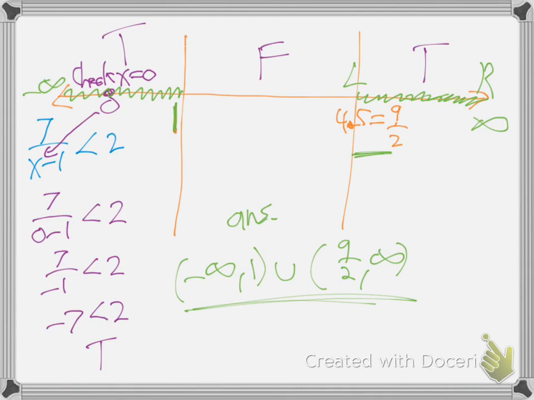That means all the numbers from negative infinity up to 1 make the original statement true if you plug them in for x. And all the numbers from 4.5 or 9 halves up to infinity also make the statement true if you plug it in for x in this original statement here. If you plug in anything between 1 and 4.5, this statement will not be true. 7 over x minus 1 will not be less than 2. Anything else, anything in these regions will make it true.